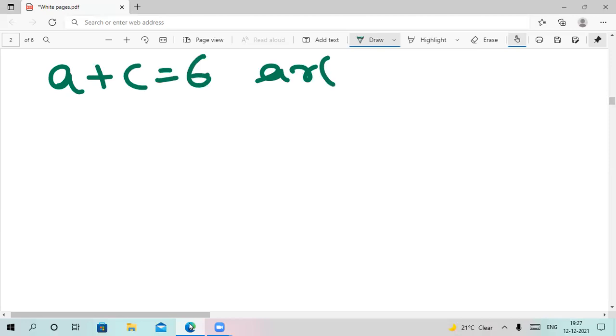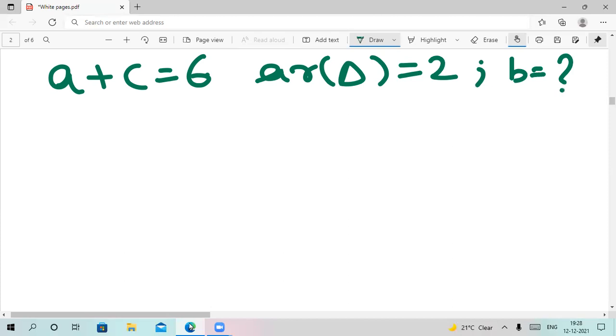The second part is basically saying that if we are given that a plus c is equal to 6 and the area of the triangle is equal to 2, we need to find the value of b basically. Okay, we need to find the value of b. So what I can do here, as I know that I can basically express the area of a triangle.